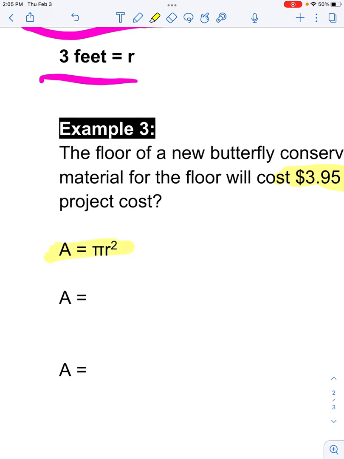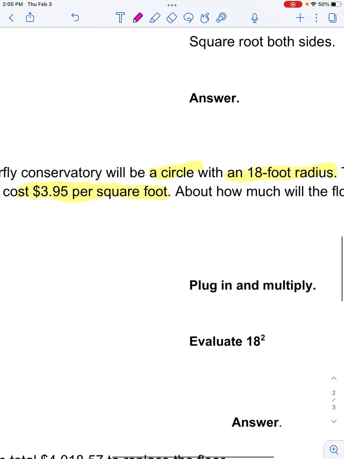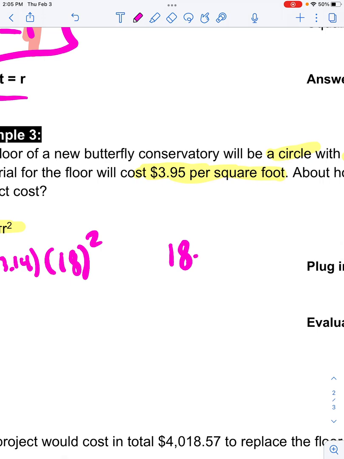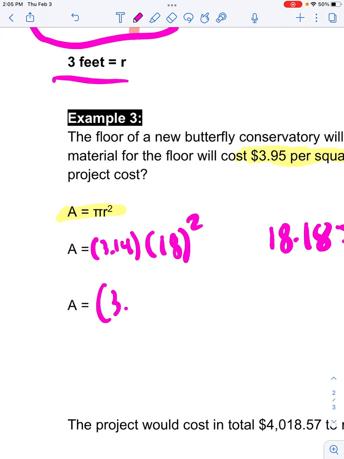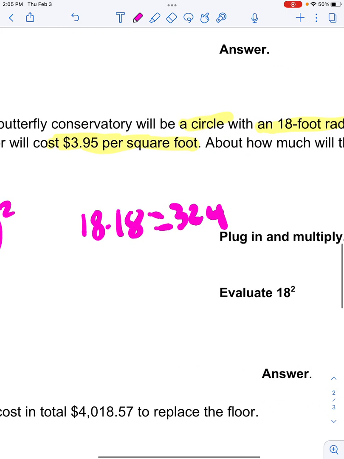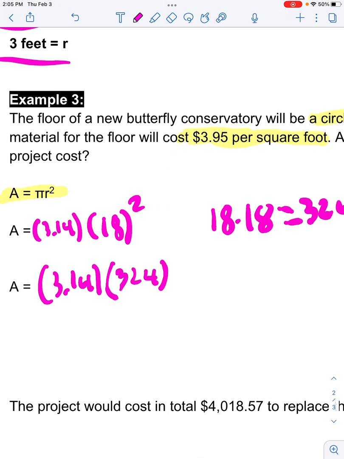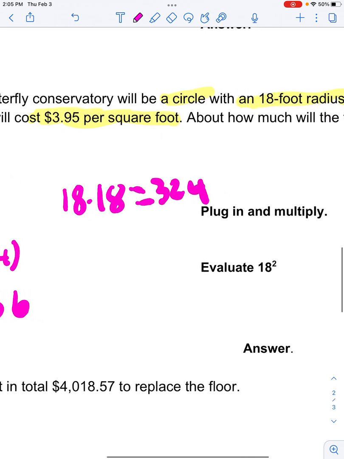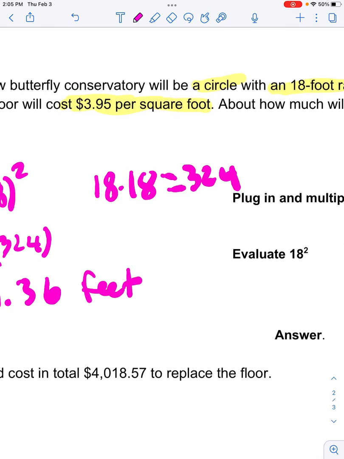So we're going to use A equals pi r squared. And then what we decided is that it's an 18-foot radius. So 3.14 times 18 squared. So again, 18 times 18 is 324. So I'm going to plug that in. 3.14 times 324. And when I multiply that, I get the area equals 1,017.36, and I believe that is square feet.